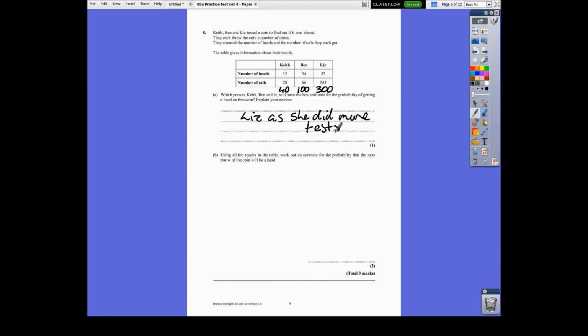Using all of the results in the table, work out an estimate for the probability that the next throw of the coin will give a head. So altogether, there are 103 times that we got a head, and altogether we threw the coin 440 times. So the probability would be 103 out of 440. And as a decimal, that would be 0.23.